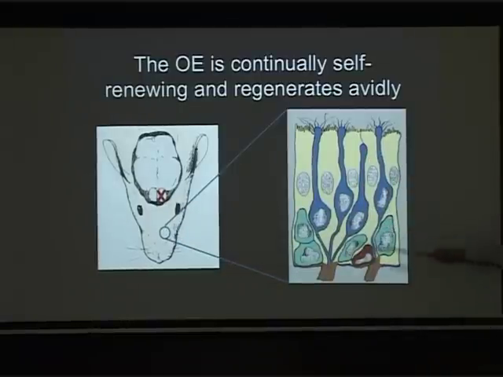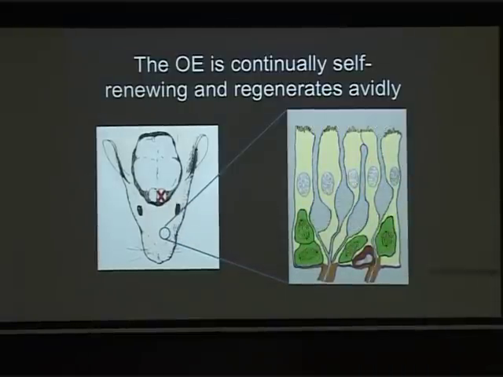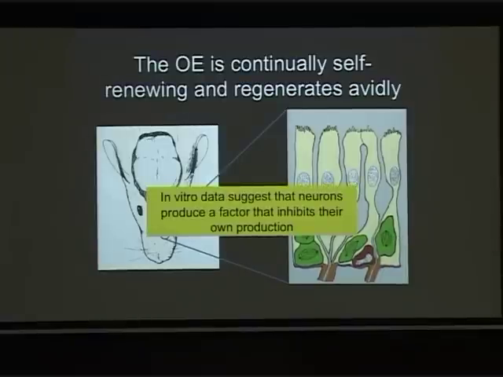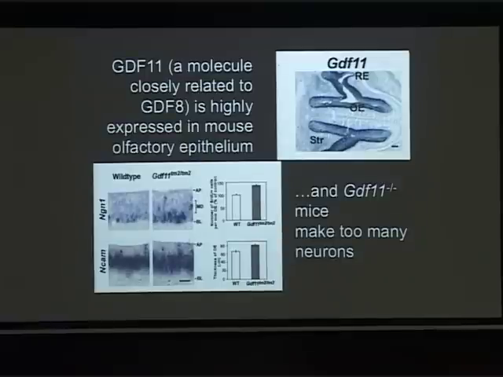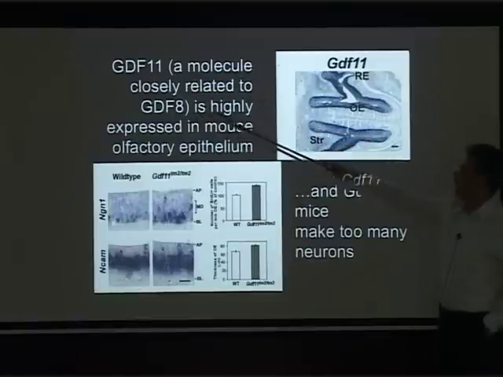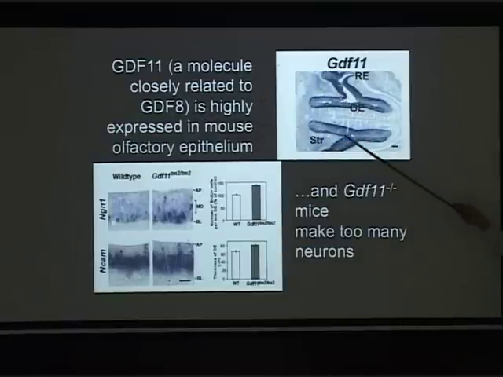And when they all die, the proliferating cells start going into division, and they regenerate the neurons. And in vitro data suggests that, as in the chalone case, the neurons are producing something that inhibits their own production. And it turns out that GDF11, which is another one of these secreted molecules very closely related to myostatin or GDF8, is highly expressed in this epithelium. And if you knock it out, they make too many neurons, just like that mouse made too much muscle.